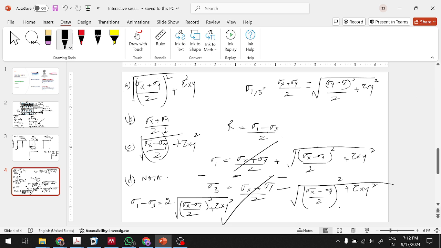And the radius is (sigma 1 minus sigma 3) by 2. So it will go here. So this will be the answer, the first one. This third, C, third one.